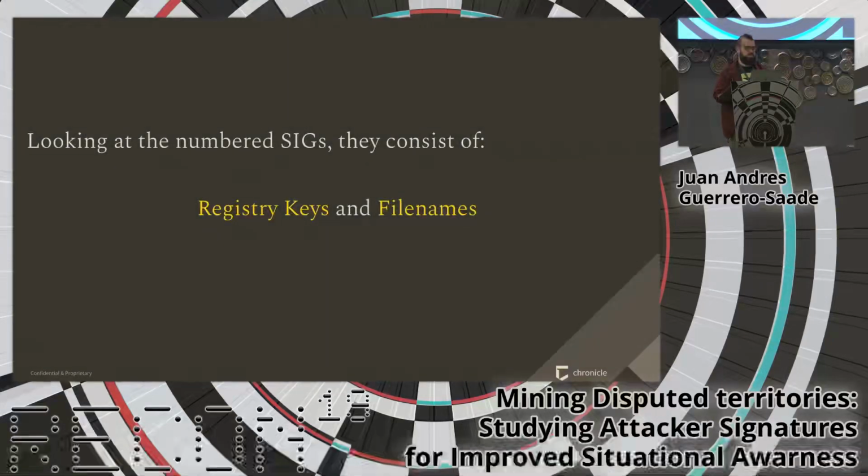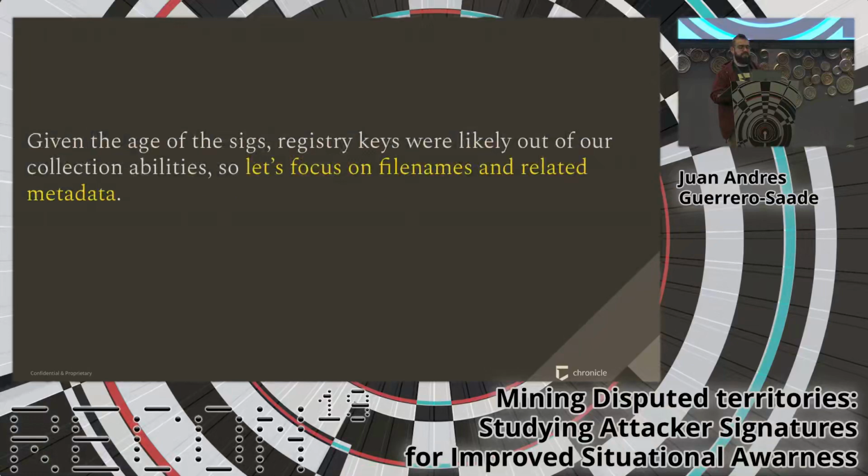So what we're going to do is take these signatures, which for the most part are registry keys or file names. They're very basic. And we're hopefully going to feed them into a system that has enough visibility into just the right things. So given the age of these signatures, the registry keys are not really going to be useful. Usually, from an antivirus perspective, you get to collect registry keys and other heuristic stuff when you're on those boxes. I don't have on-box visibility. I definitely don't have it for things that are 10 years old. So instead, we're going to focus on file names and related metadata so that we can craft some queries that actually work for this.